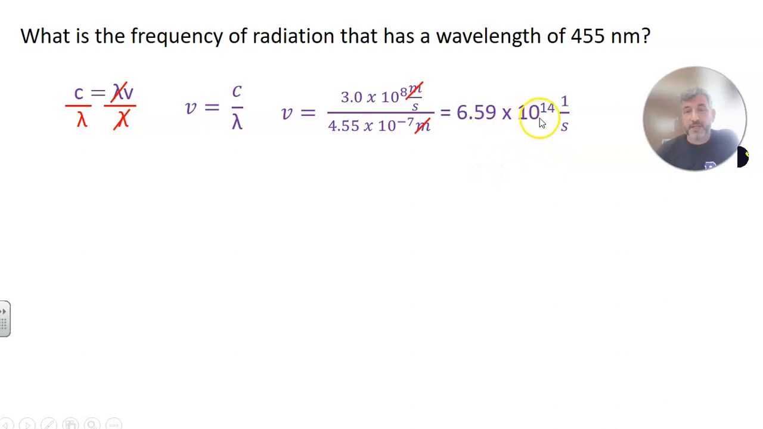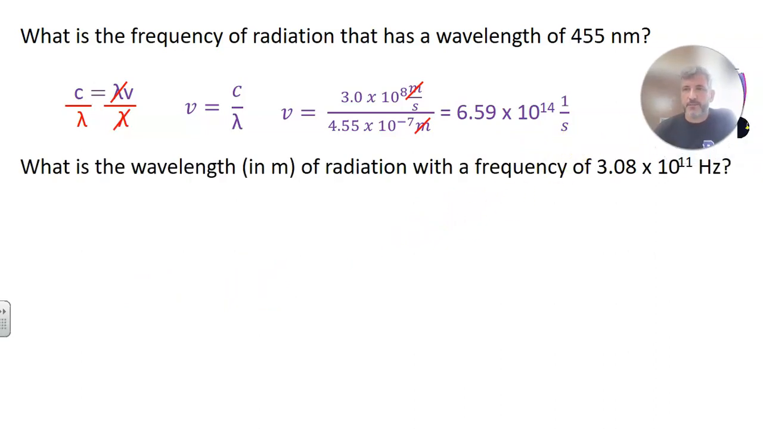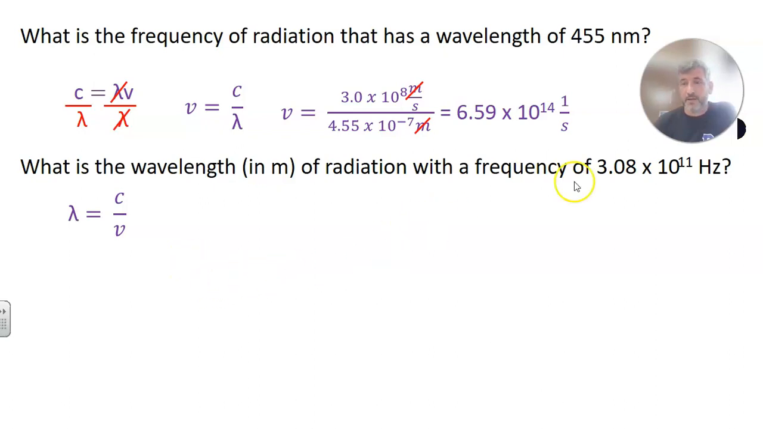So 6.59 times 10 to the 14th. So frequencies will generally be very large numbers like this. Okay, next question. What is the wavelength in meters of radiation with a frequency of 3.08 times 10 to the 11th hertz? So all you have to do here is rearrange our equation differently this time, right, which would give us wavelength equals c over frequency. And from here, we're just plugging in the values. Just remember that hertz means the same thing as 1 over seconds. So go ahead and pause and give that a try.